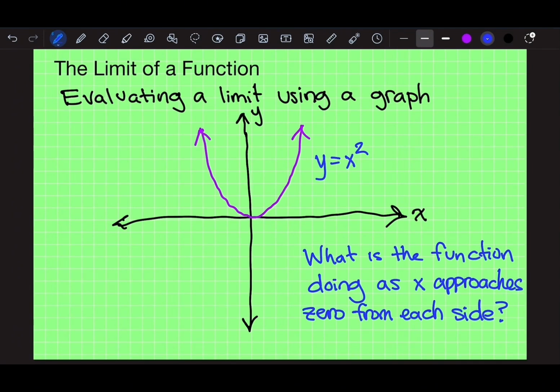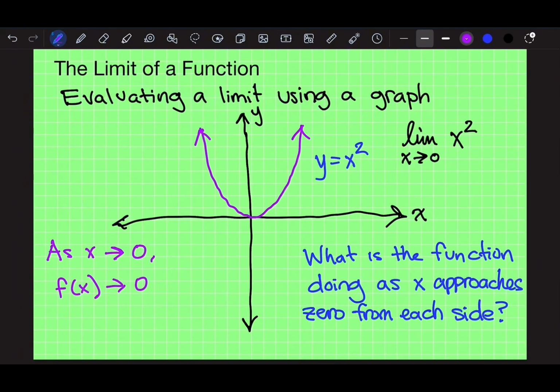Here we have the function x squared. So we want to see what the function is doing as x approaches 0 from each side, also known as the limit as x approaches 0 of x squared. So if you look at the graph here, you can see that as x approaches 0, f of x also approaches 0, and it's the same on both sides of 0.